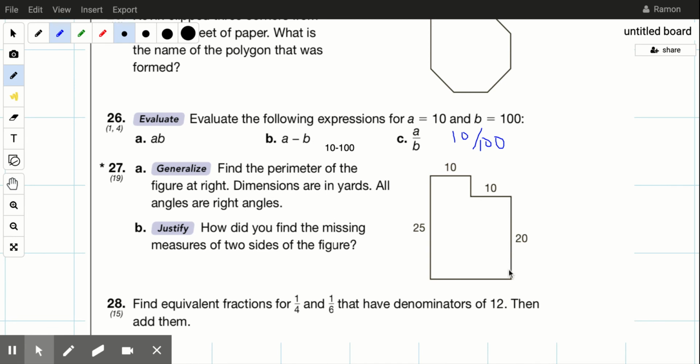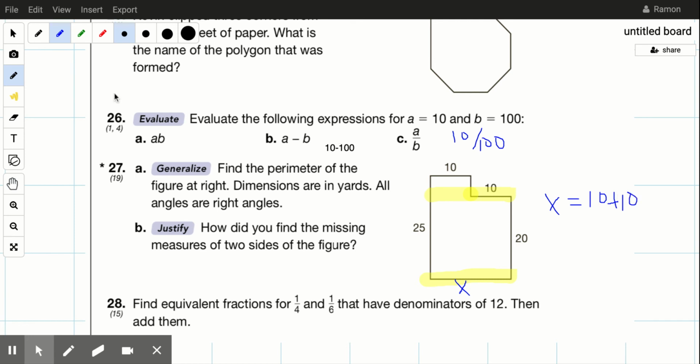27a, find the dimension of the figure at the right. Dimensions are in yards. All the angles are right angles, which tells us that when we have opposite sides, such as this one here, we know that this x value is actually equivalent to the opposite end. If we were to make a little invisible line connecting there and there, that actually tells us 10 and 10. So for the first one, we have x. That first missing side is 10 plus 10.